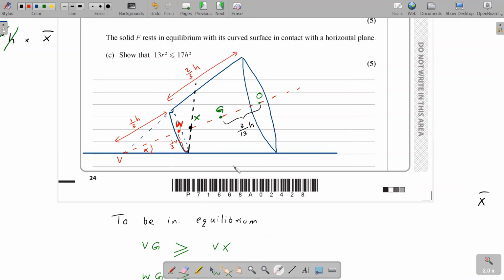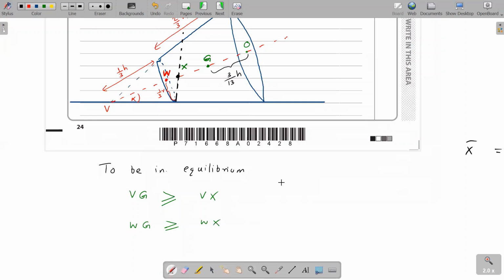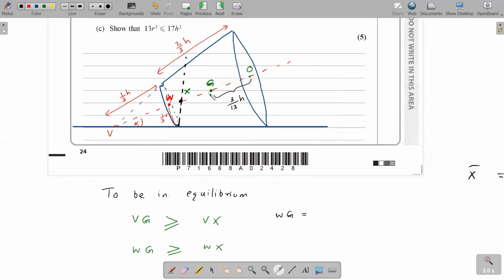So is it difficult to get the WG length now? If the whole thing is 2 over 3h, this is 3 over 13h. How much is WG? What is the WG length? How do I get that length? From 2 over 3h, I subtract the 3 over 13h. Do you agree? So 2 over 3 minus 3 over 13 is 17 over 39.